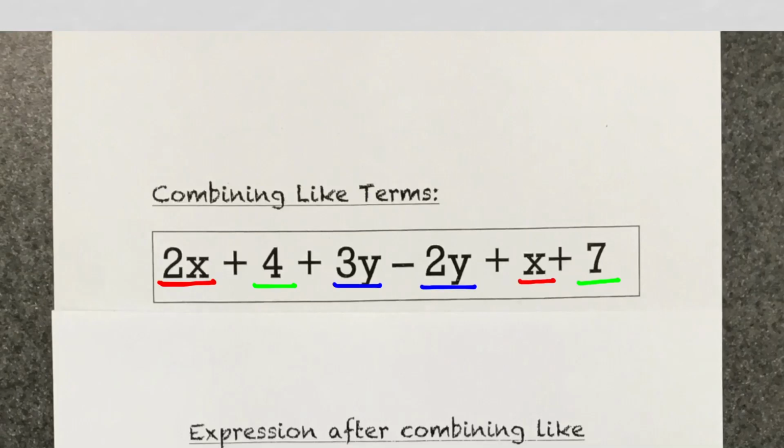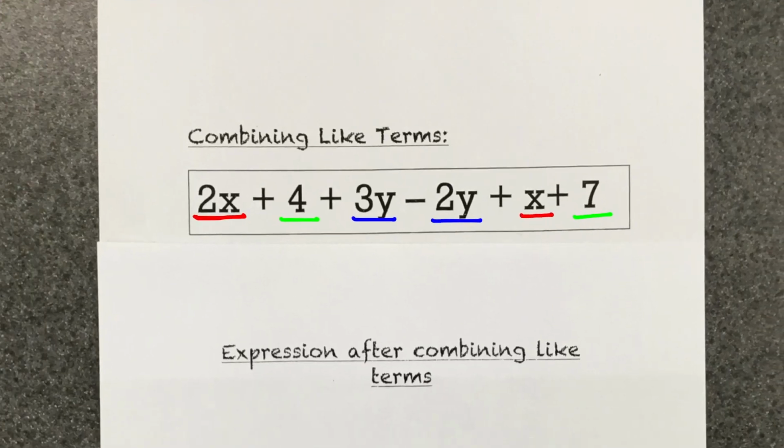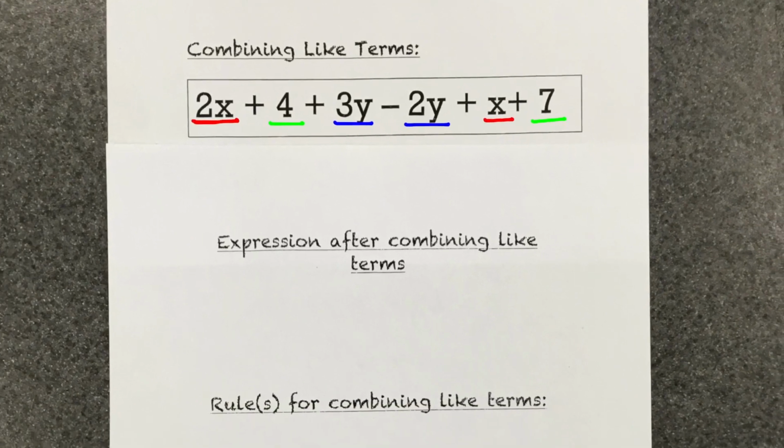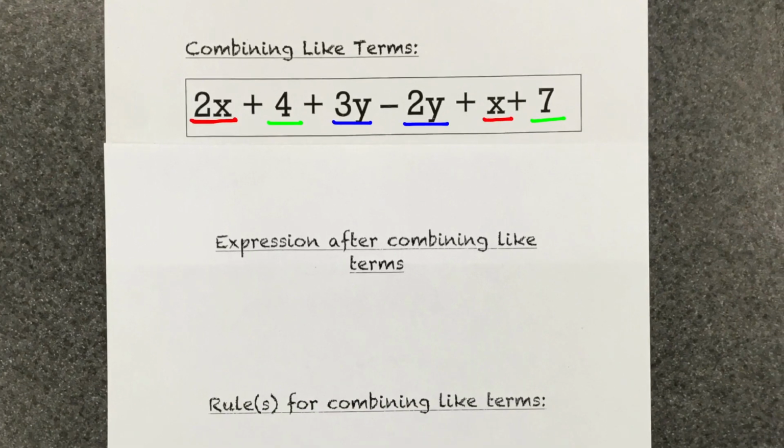So I'm going to take my terms, and I want you to flip your flap, and we're going to put the terms underneath it, okay? So I'm going to combine my terms. So at the top of your page where it says expression after combining like terms, okay, I'm going to combine my terms. So I have a 2x and an x.